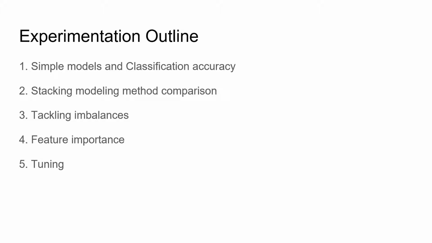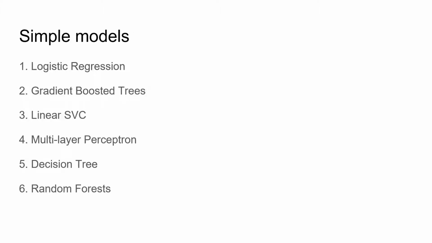Now that we have our pre-processed data, we choose an experimentation scheme where we first train simple models for binary classification. Then we implement a stacking model. But we also must tackle data imbalance and identify feature importances somehow. Finally, we analyze the results to attempt to tune our models and pre-processing approaches.